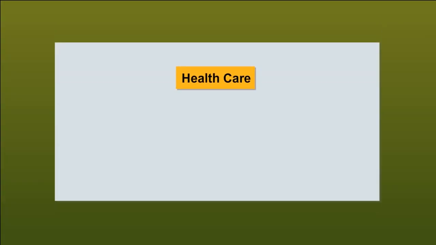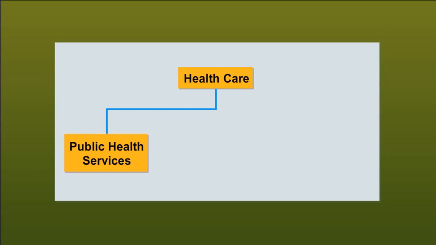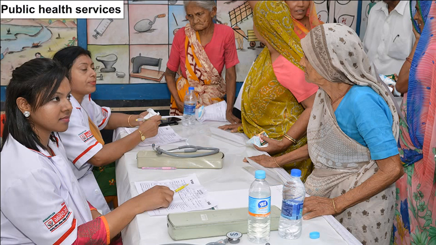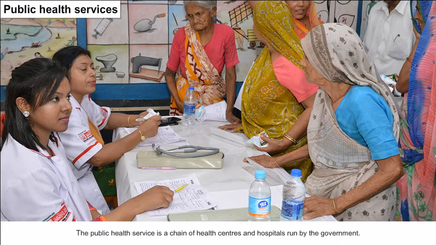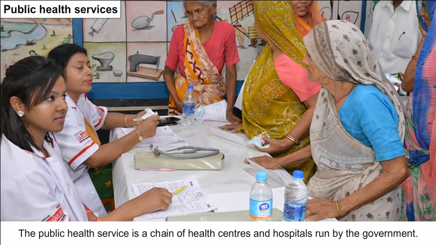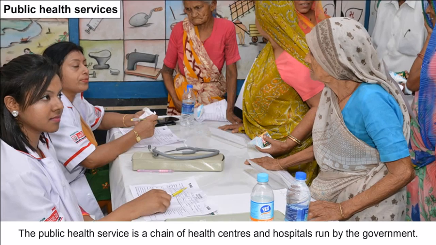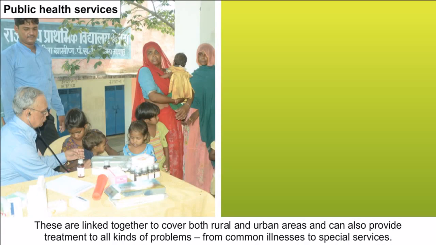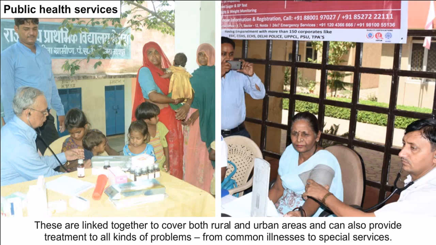Public healthcare. Healthcare is of 2 types. 1. Public health services, and 2. Private health facilities. Public health services. The public health service is a chain of health centers and hospitals run by the government. These are linked together to cover both rural and urban areas and can also provide treatment to all kinds of problems, from common illnesses to special services.